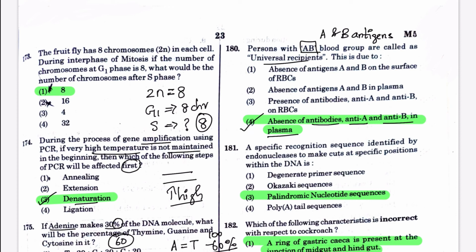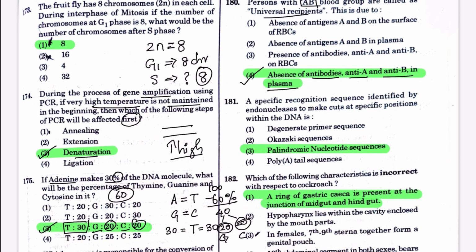Okay, so 181, a specific recognition sequence identified by the endonuclease to make cuts at specific positions within the DNA. You have a DNA sequence and a recognition sequence where the restriction endonuclease will make a cut. What is that sequence called? It is called the recognition sequence. They are all palindromic nucleotide sequences. For example, GAATTC, and their other strand would be CTTAAG. So why are they called palindromic sequences? On either side they are read the same way, GAATTC, GAATTC, right? So they are called palindromic nucleotide sequences.